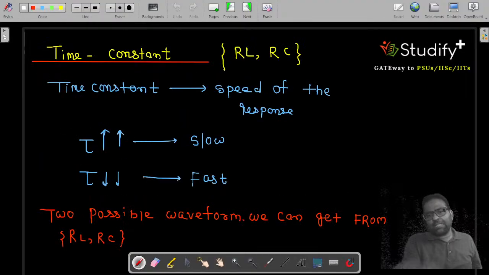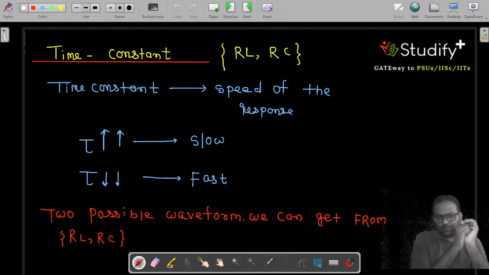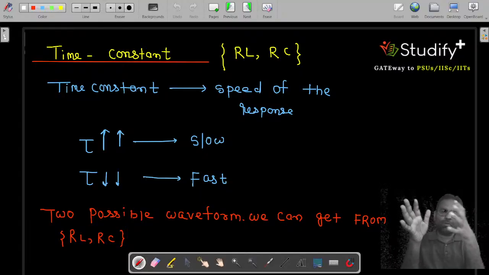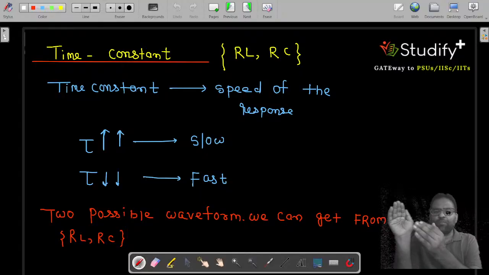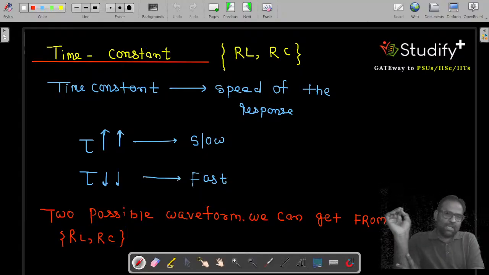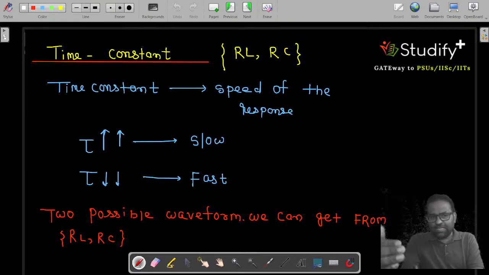In the next class we will analyze the time constant in a few more varieties of waveforms, and we will analyze our RL and RC circuits in detail.